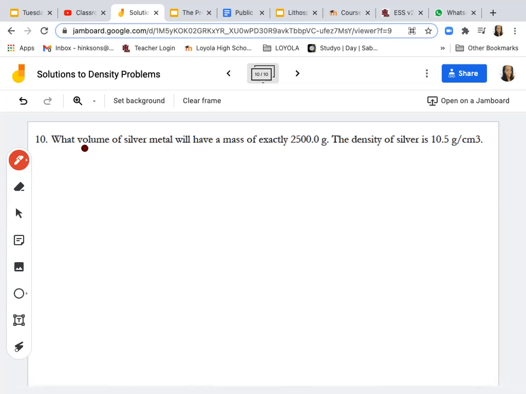Okay, what volume of silver metal will have a mass of exactly 2,500 grams? The density is 10.5 grams per centimeter cubed. That should be up there. So what am I looking for? Go ahead, Lucas. Okay, so your volume. That's what I'm looking for? Your volume, right? Okay.